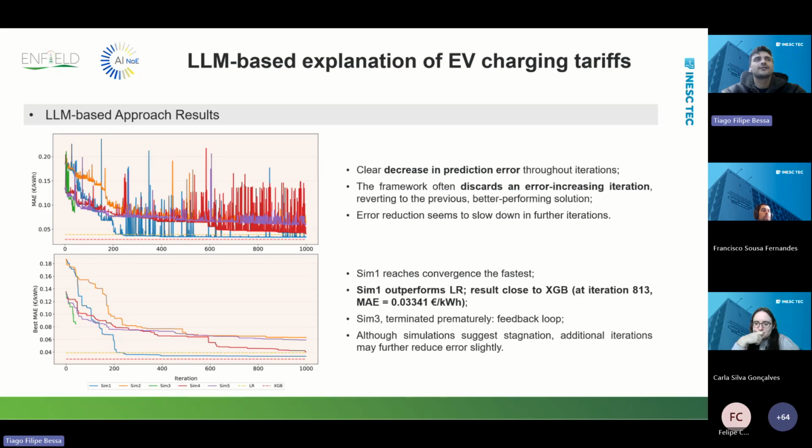However, we do have some things here that we have to note. If you look at the first chart, you see that there is a lot of noise. These are attempts that the LLM took that did not work out, so the framework discards those suggestions and tries again until the error actually decreases. Here we compare it, the yellow line and the red line. We are comparing the rule sets with the linear regression and the XGBoost model, and we actually surpassed the linear regression and achieved a pretty close result to XGBoost.